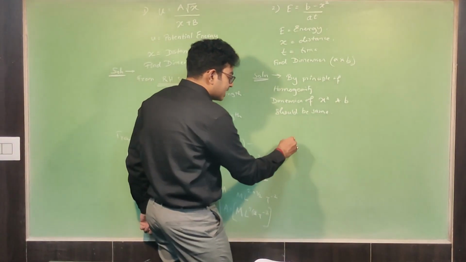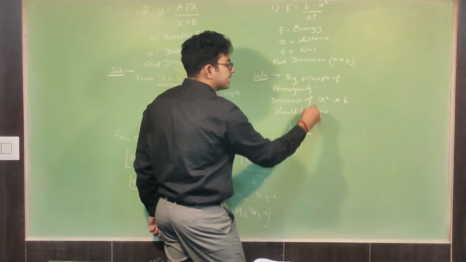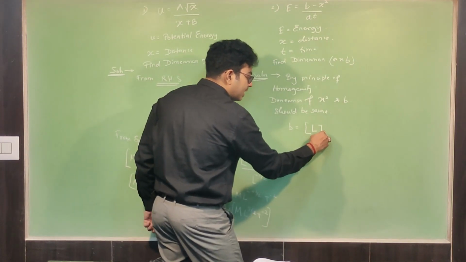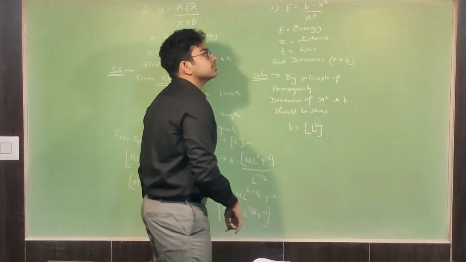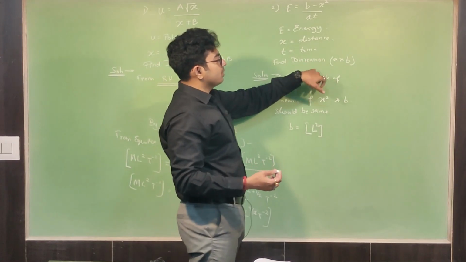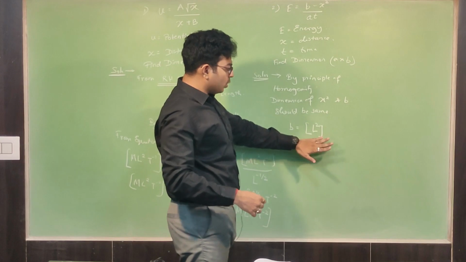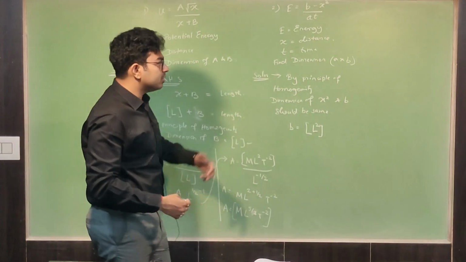So that means dimension of B should be what? X square. X is what? Distance. That means distance dimension is length, and length square is L square. As simple as that. So dimension of B we have found out. Now they are asking what will be the dimension of A multiplied with B. Okay, we have found out B. Let's carry on with it.